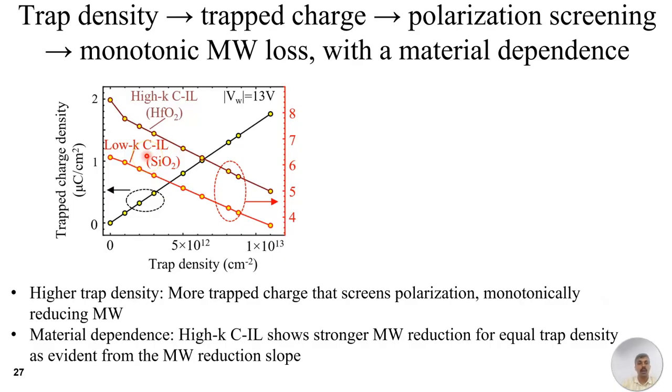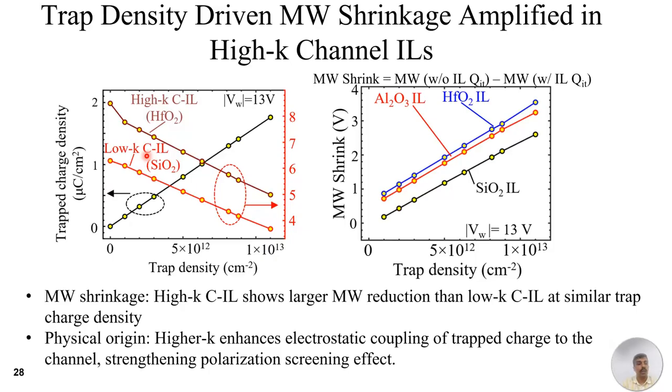To further understand this, we have plotted memory window shrink, which is the difference in memory window without any trap charges in the CIL minus the memory window with trap charges at a specific trap density. So as we see here, as we increase the trap density, the memory window reduction or the memory window shrink increases for all the CIL materials. However, for the same trap density, SiO2 has the lowest memory window shrink, and HfO2 has the highest memory window shrink even for the same trap density.